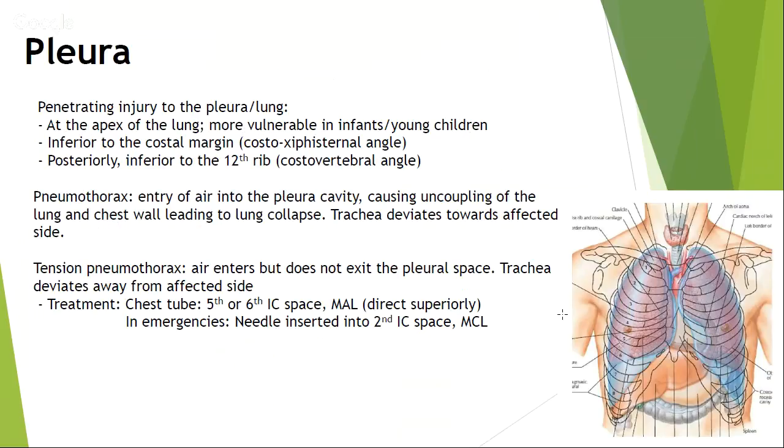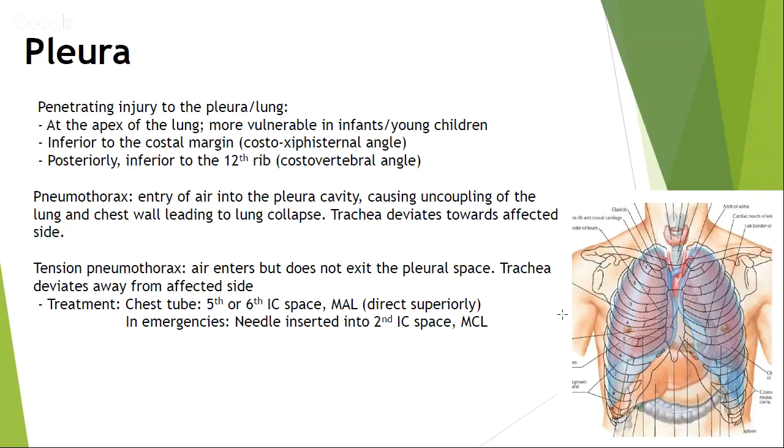The pleura is vulnerable to penetrating injury in three key places. So at the apex of the lung, where you can get in between the ribs, and that's particularly vulnerable in infants or young children because the lungs extend further superiorly. Also inferior to the costal margin, so at the costodiaphragmatic angle, and then posterior to the 12th rib.